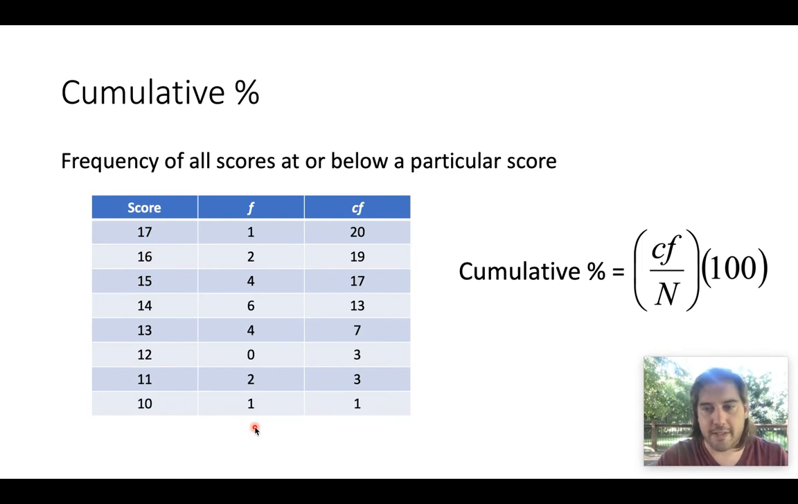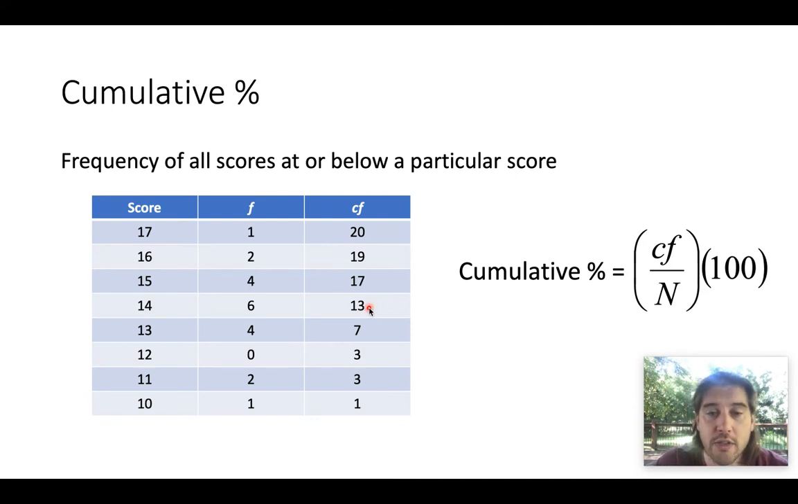Now, the next step to make this really valuable is called a cumulative percentage. A cumulative percentage is going to tell us the percent of respondents at or below each score. So, for example, if I wanted to say what percentage of people score at or below a 14, I know the number of people who score at or below a 14, but I don't know the percentage of people who score at or below a 14.